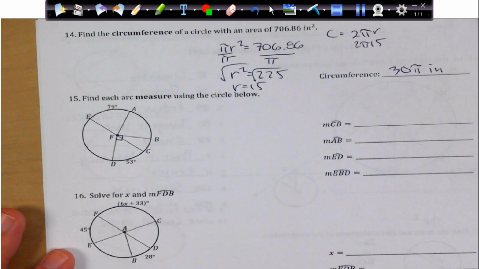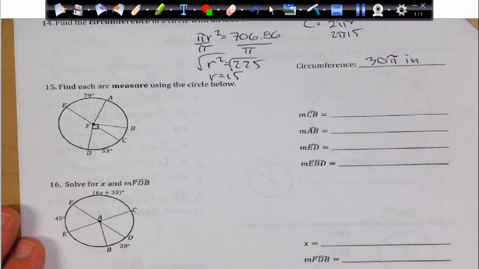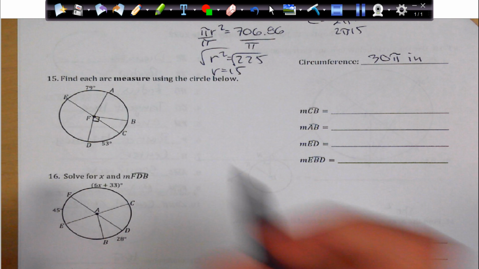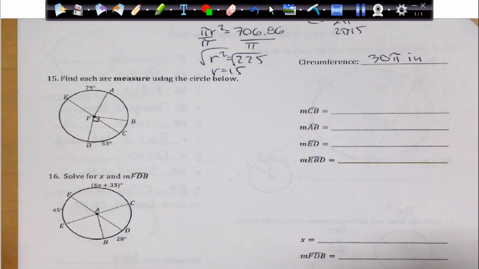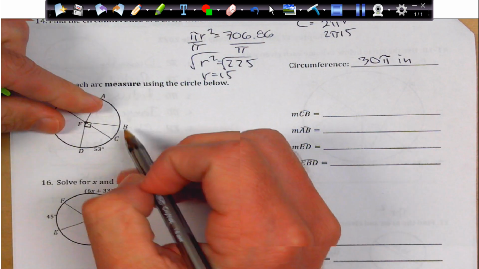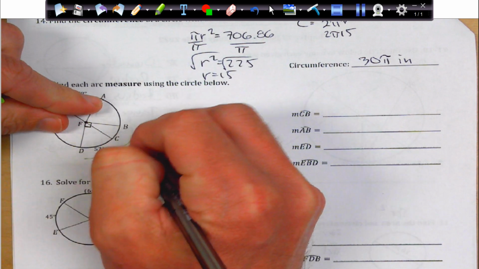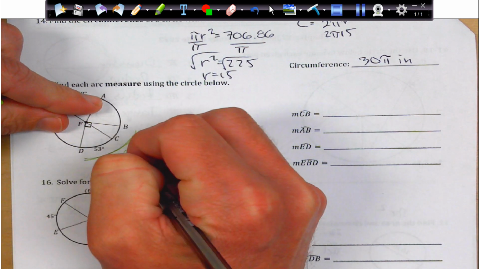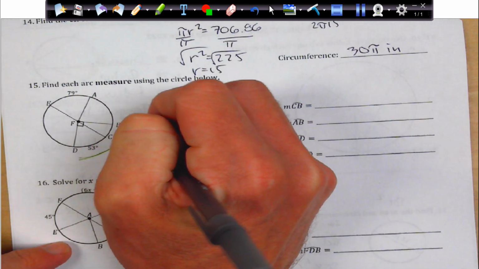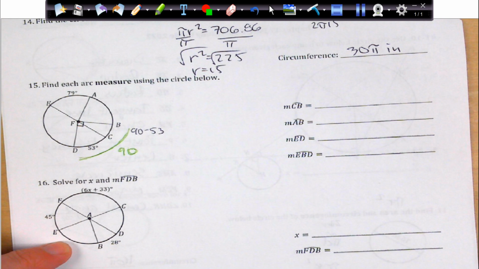All right, so for this next one, we're applying some rules where the arc and the central angle are congruent, versus an inscribed angle, which is half. So we have to be careful. So CB right here, if we trace it back to FBD, the whole thing is 90 right here. So if I take 53 and subtract it from 90, I can actually get CB. So if I do 90 minus 53, I'll get 37 for CB right there.